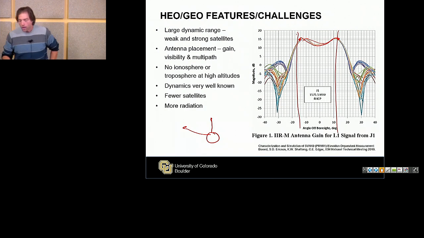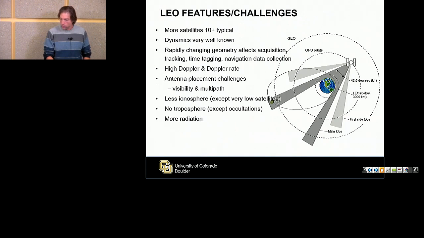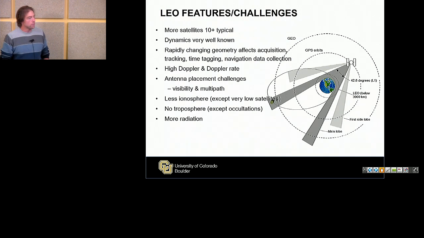If I look at it, this is my envelope of the Earth. I have a considerable amount of energy outside of that envelope, which I could basically use for GEO-type state measurements and see really what happens beyond the interior of the GPS constellation. If I'm talking about doing it in LEO, I can usually see 10 or more satellites typically. The dynamics are very well known, very well modeled. But the problem is I have a rapidly changing geometry. If I'm in LEO, I'm zipping past these satellites.